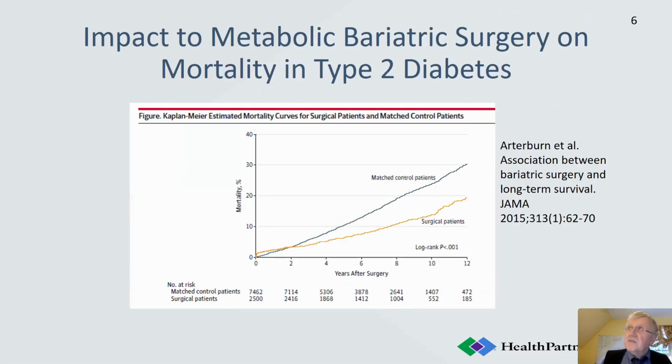There are very few things, by the way, that cut the risk of a heart attack in half. Even smoking cessation, probably not quite that effective.